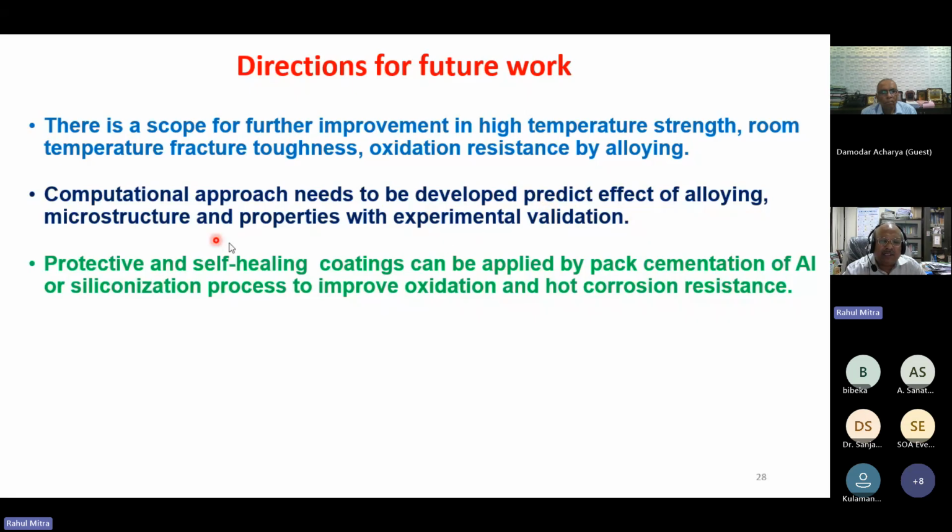And such approaches, CALPHAD-based approaches, are being used these days. And there is an effort to develop protective and self-healing coatings by pack cementation of aluminum or siliconization process to improve oxidation and hot corrosion resistance. So this boron-silicon coating type is applied so that borosilicate scale can form on molybdenum silicide and aluminum silicide of any composition. This kind of approach has been developed by Professor Perepezko of University of Wisconsin-Madison in USA and his group.